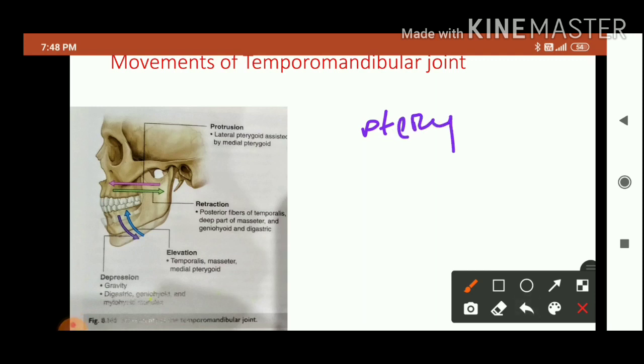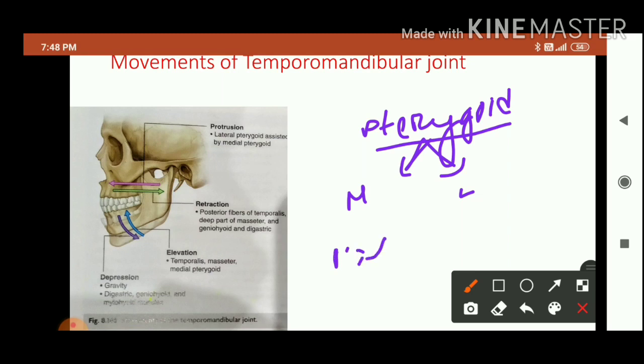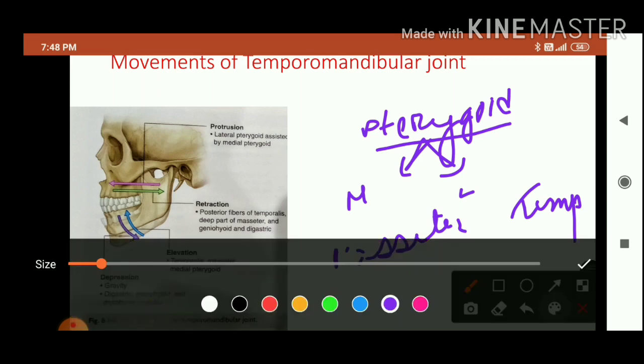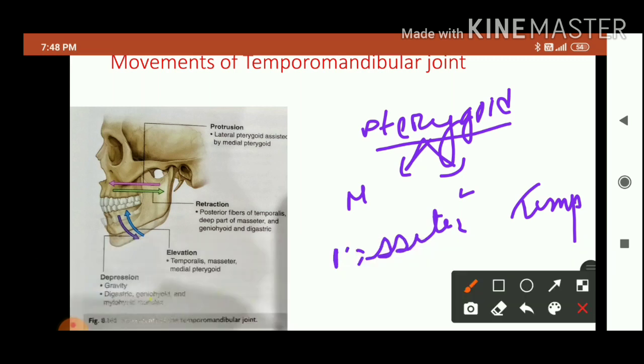They are pterygoid. Under pterygoid we discussed two pterygoid, medial and lateral pterygoid. Then we have masseter, and we are having temporalis. These are the four muscles of mastication. Let us see what is the function of each.